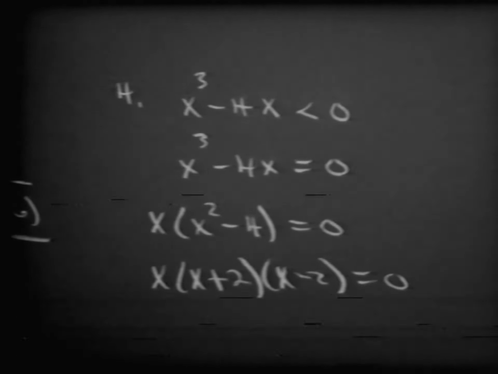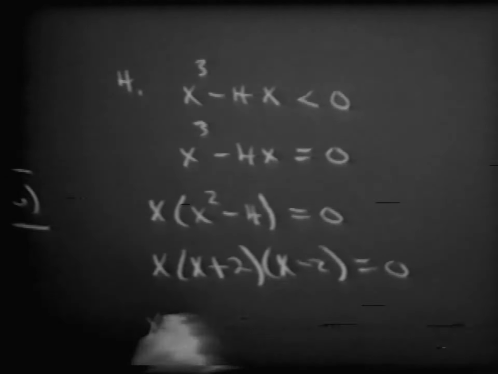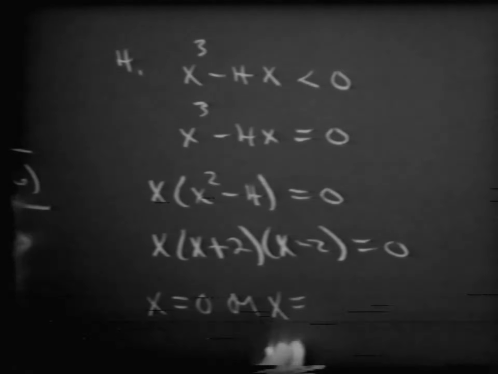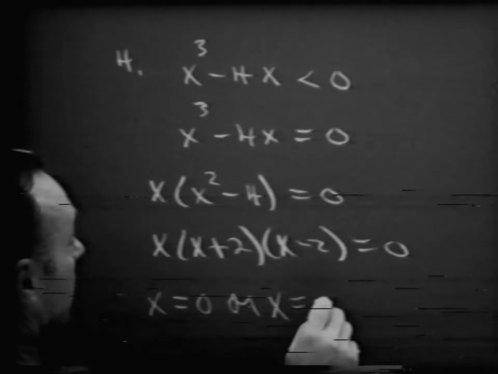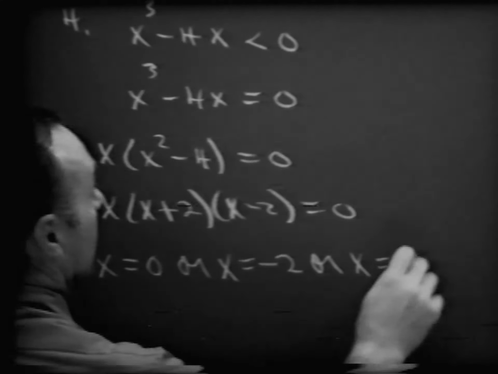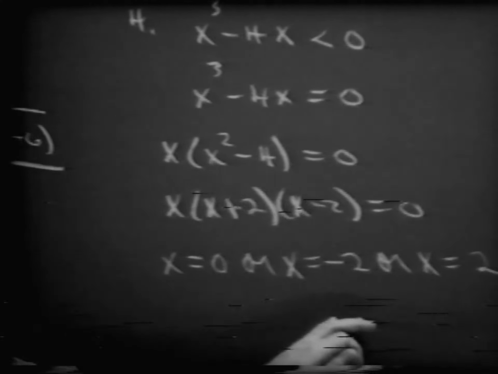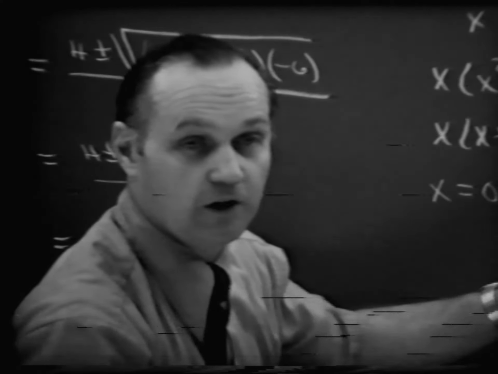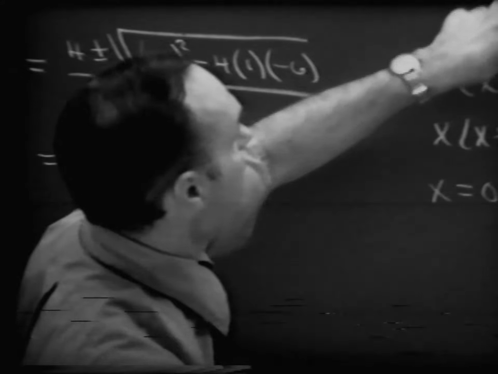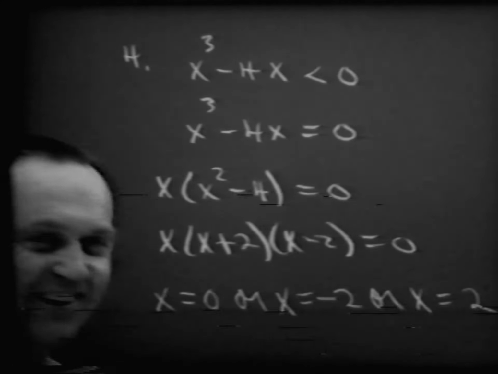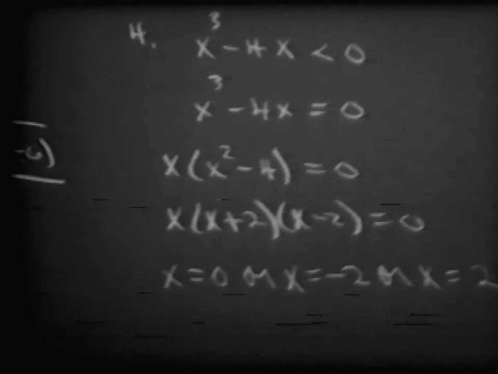Therefore, what numbers are x equal to? X then is equal to what? 0, or x is equal to negative 2, or x is equal to 2. Now, these are our critical points. That's where the graph is going to cross what? It's going to cross the x-axis. We're interested in those values for which the value of the function is going to be less than 0. Now, since it's a cubic, all right, let's then turn to our graph and see what this cubic looks like.